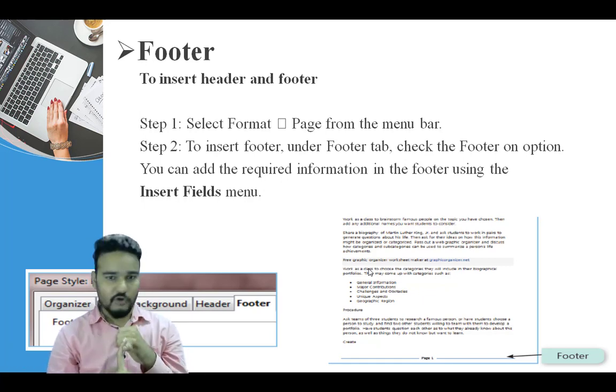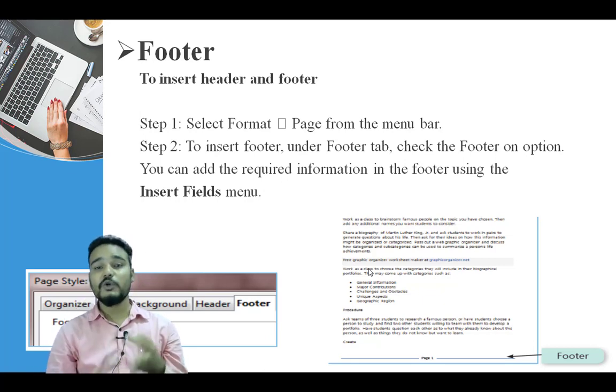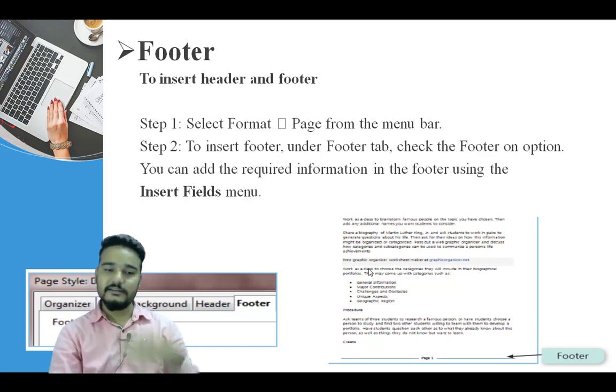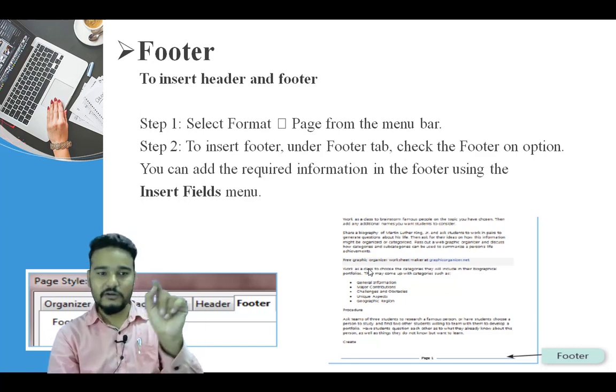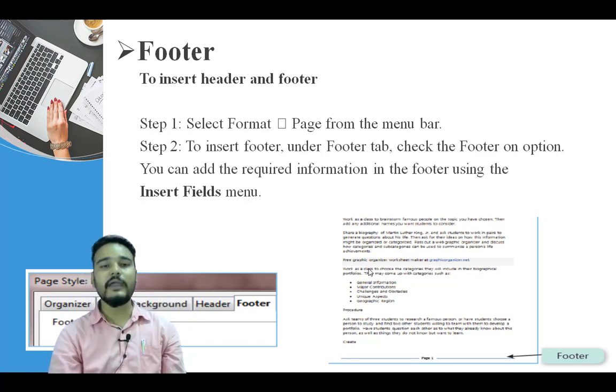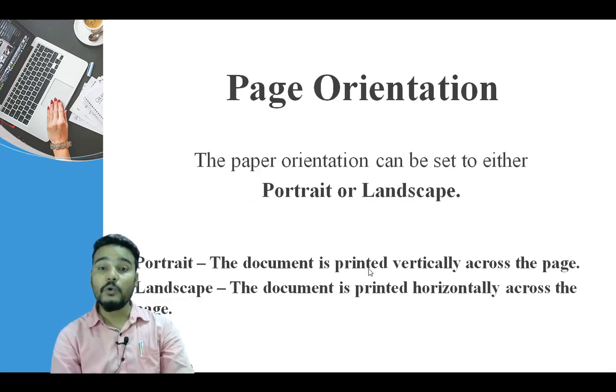So we'll click on the Format menu, then select the Page option, and from there go to the Header and Footer option. There you have to select the Header checkbox, and automatically it will add the header and it will add the footer also.